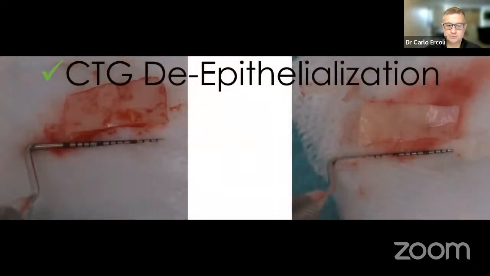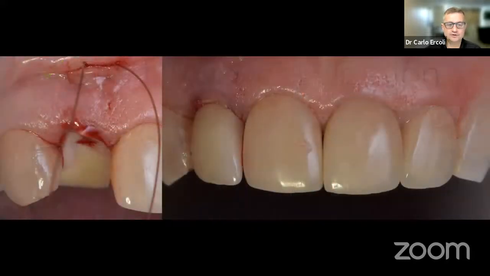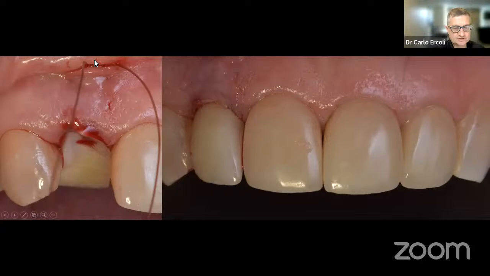So again, in this case, we took a little piece of tissue. It's basically a free gingival graft, but then we remove the epithelium, we transform it into a purely connective tissue graft, and then we are going to slide the soft tissue. It's, again, relatively easy with engaging it with a suture.